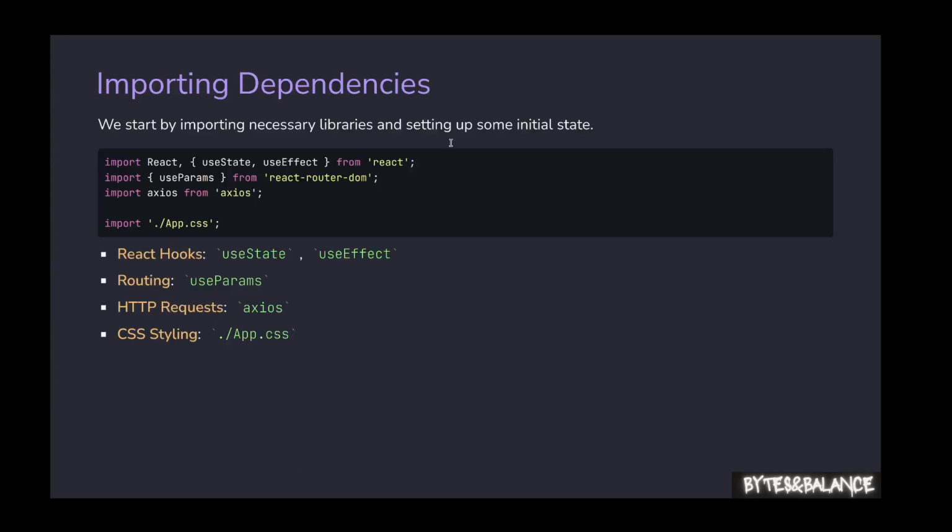We'll begin by importing essential libraries that will help us create the mood tracker. These include React hooks like useState and useEffect, which manage the component's state and side effects. We'll also use useParams from React Router DOM to retrieve the date from the URL and Axios for making HTTP requests to fetch and save data. Lastly, we import our CSS file to style the component.